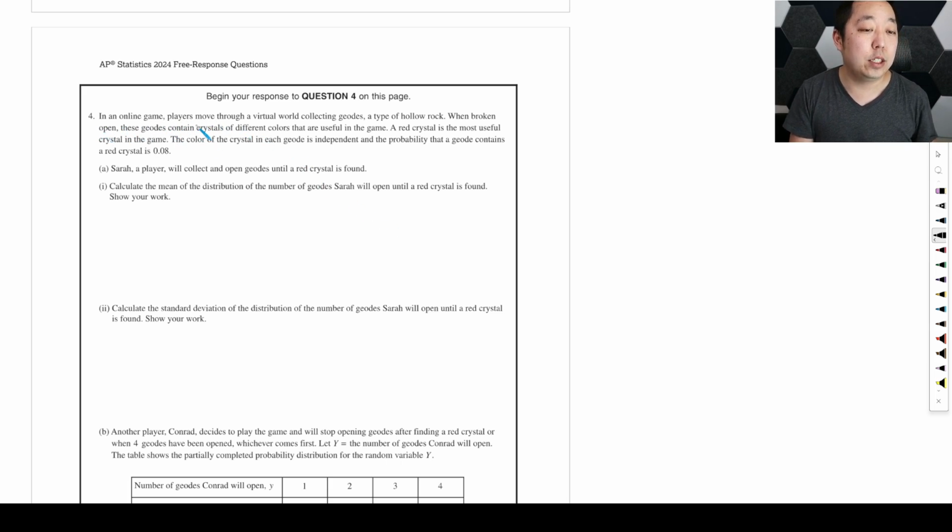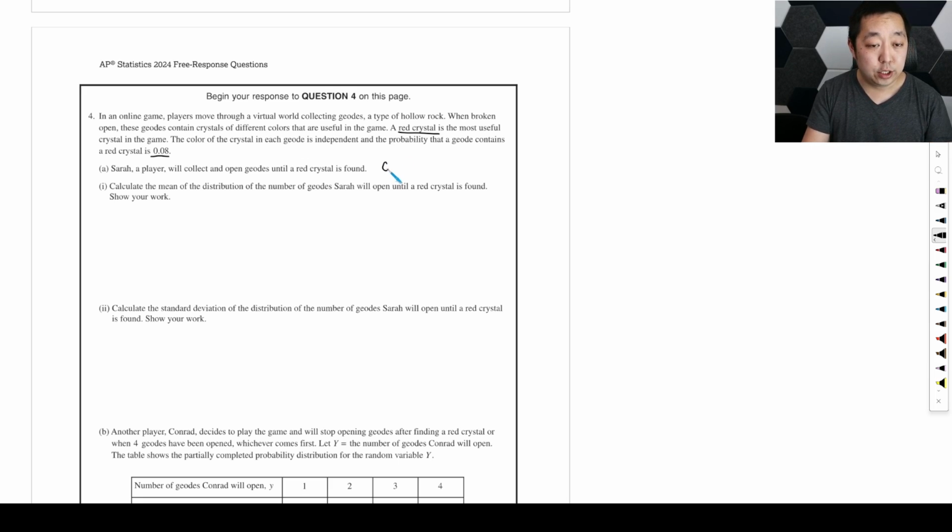Okay, online game. Players move through a virtual world collecting geodes, a type of hollow rock. When broken open, these geodes contain different crystals of different colors that are useful in the game. Red crystal is the most useful crystal in the game. The color of the crystal is independent. The probability a geode contains a red crystal is 0.08. Sarah, a player, will collect and open geodes until a red crystal is found.